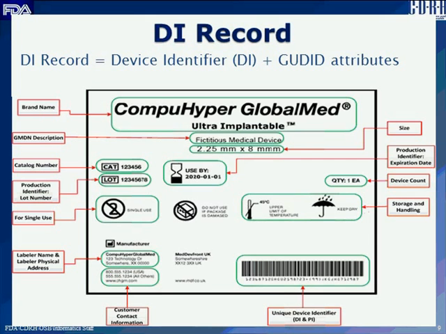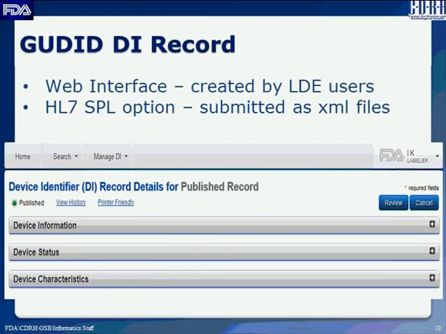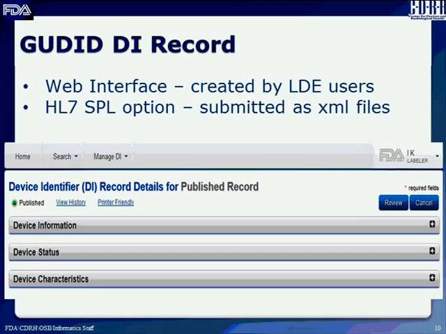So moving on, in the GUDID, the DI record, if you recall, we mentioned 2 submission options. There is the web interface option, and then there is the HL7 SPL option. The web interface option is the secure web interface web application where labelers will get GUDID accounts. Refer to the accounts webinar for more information on this. So you would obtain login as a labeler data entry user, an LDE user, and those LDE users are the ones who would be logging into GUDID to enter DI records.